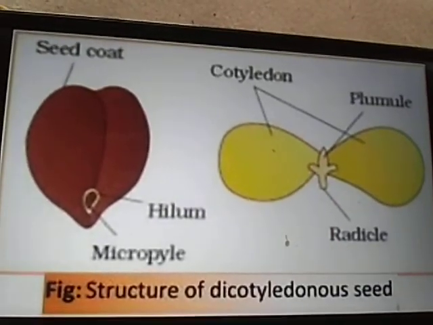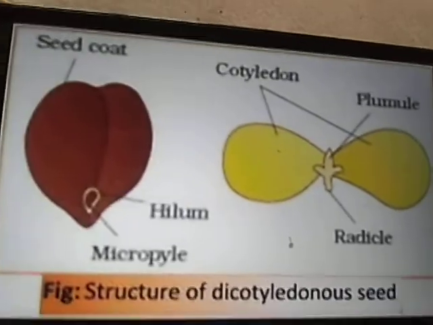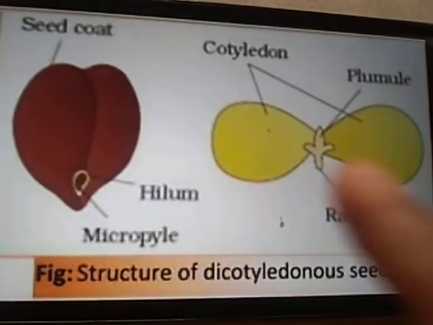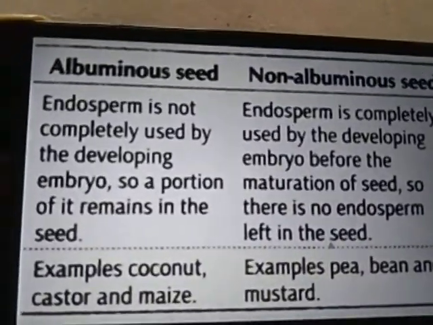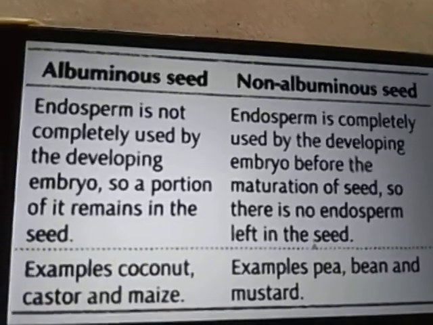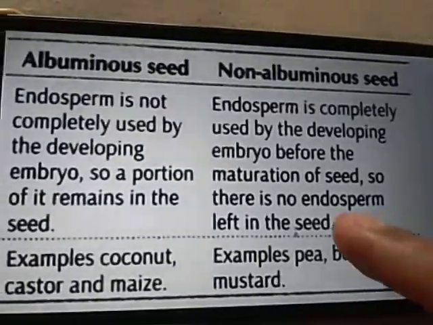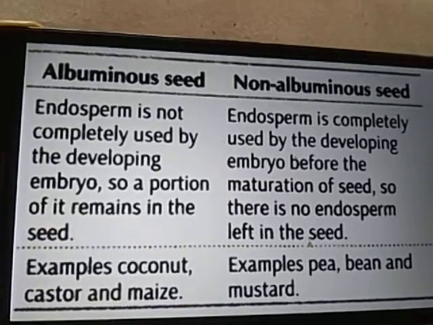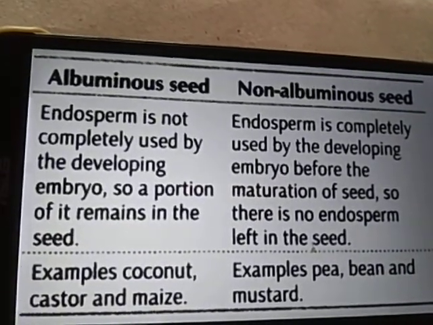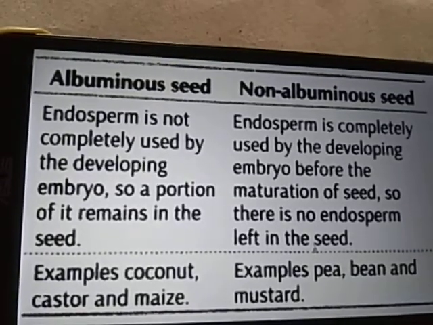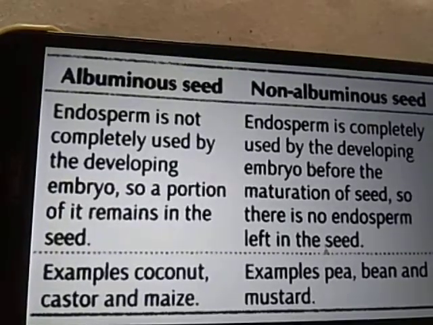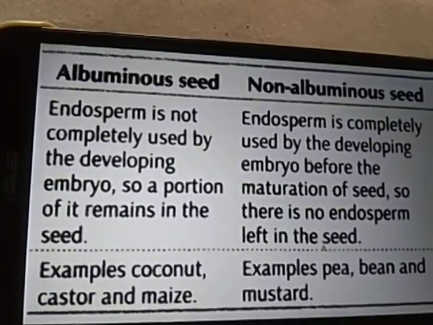Now you will study about two types of seeds, albuminous and non-albuminous seeds. This term you will understand here. What are albuminous and non-albuminous seeds? The endosperm that you studied in the previous video provides nutrition to the developing embryo. So a portion of it remains in the seed. If a portion of endosperm is left in the seed, that seed is called albuminous seed.